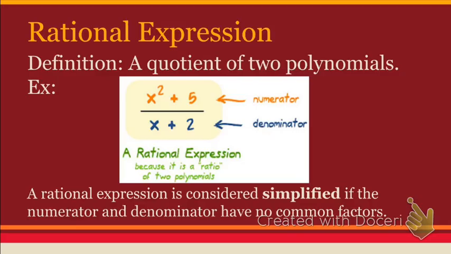Alright, so P5 is all about rational expressions. So what are they? It's just a quotient, so quotient means divide, of two polynomials. So we learned about polynomials. When you put one over another, that's a rational expression. It's called a rational; think of the word ratio in there. It's a ratio of two polynomials. It's considered simplified if the numerator and the denominator have no common factors. So it's one of the things that we'll be doing early on in this video, and that's simplifying rational expressions.